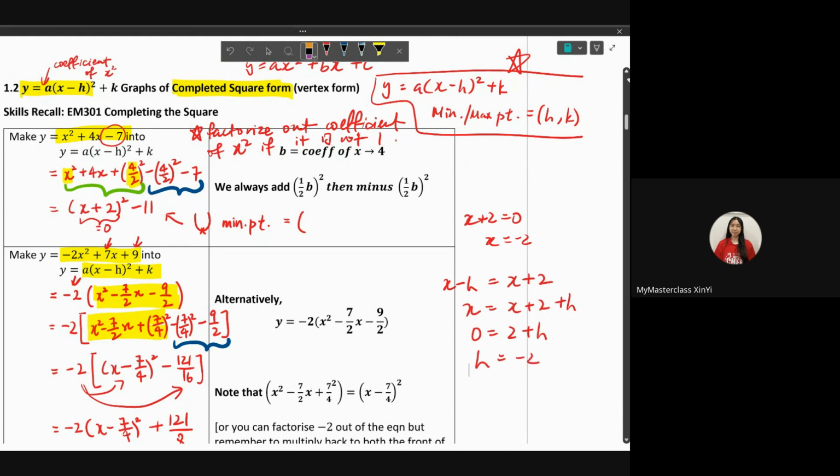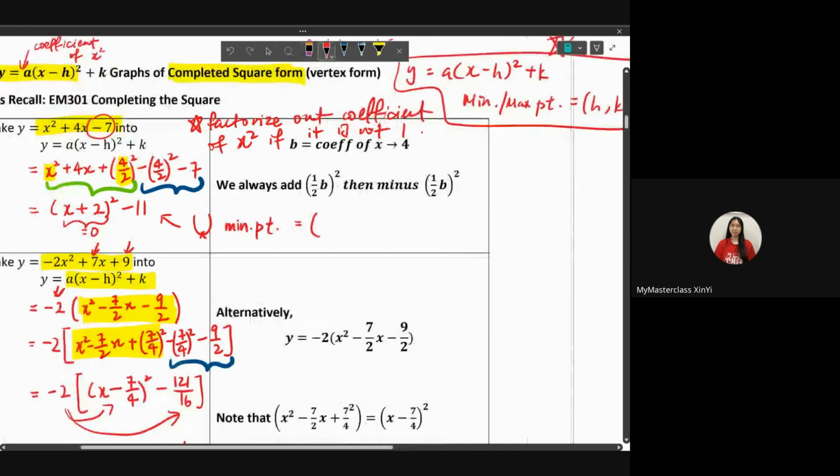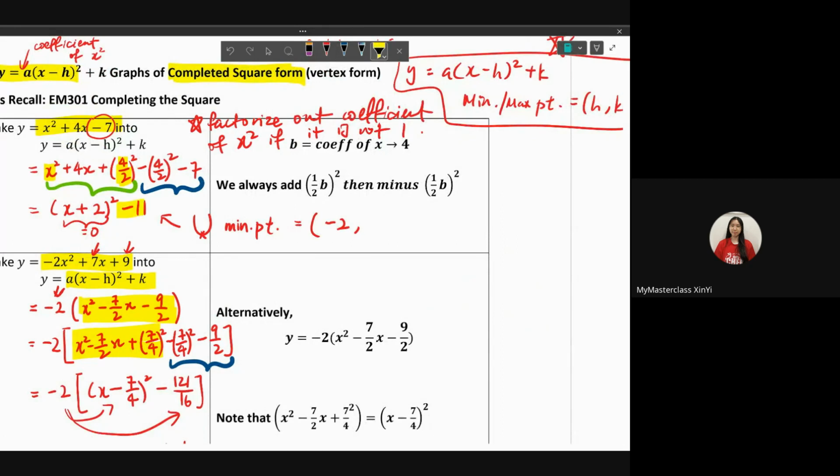So basically, reverse the sign. Whenever you have, let's say, x minus 2 squared, then your h is 2. If it is x plus 2 squared, then your h is minus 2. So reverse the sign inside. So your minimum point in this case is negative 2, comma, and then your k takes this whole term, so comma, negative 11.